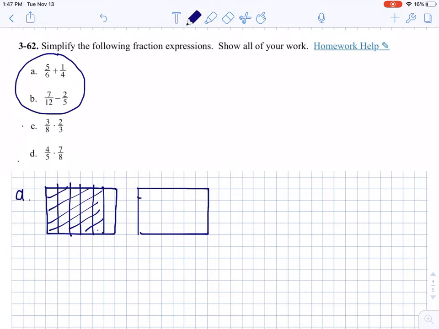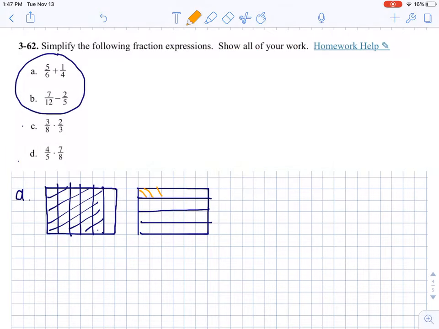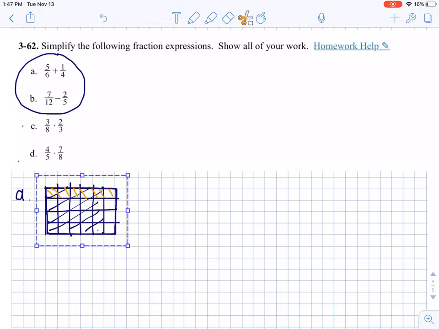I'm going to do my fourths this way. I color this in with orange, so I'm going to have 1/4 right here. Then I'm going to take this and put it on top of here. So you can see now, instead of having sixths or fourths, we have 24ths. I know we can make that 12ths, but we can also make it 24ths. And we can see how many 24ths we have.